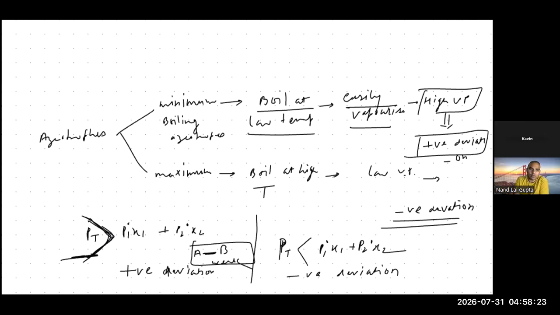Okay. Now come back to the colligative properties, what you are asking about. Can you define what the colligative properties are, just in one line? Anything you know about colligative properties, you tell me. What do you mean by colligative properties?